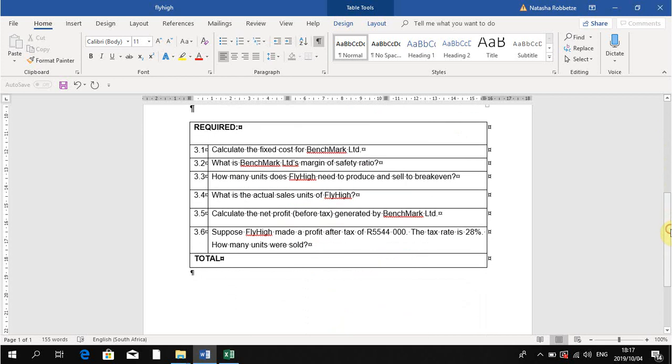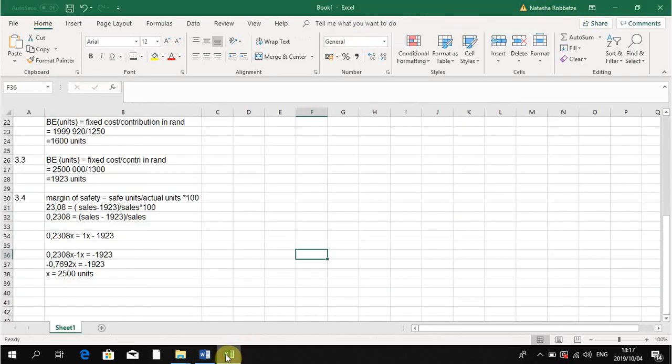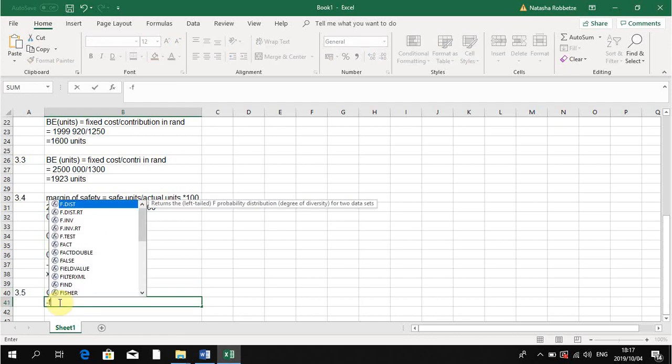Righto, next. They said 3.5, calculate the net profit generated by benchmark. Right, so this should not be too difficult because we have been given the sales unit as well as the contribution. So if I want to calculate my net profit in 3.5, I'm going to start by saying I need to calculate the contribution. From that, I need to minus my fixed cost.